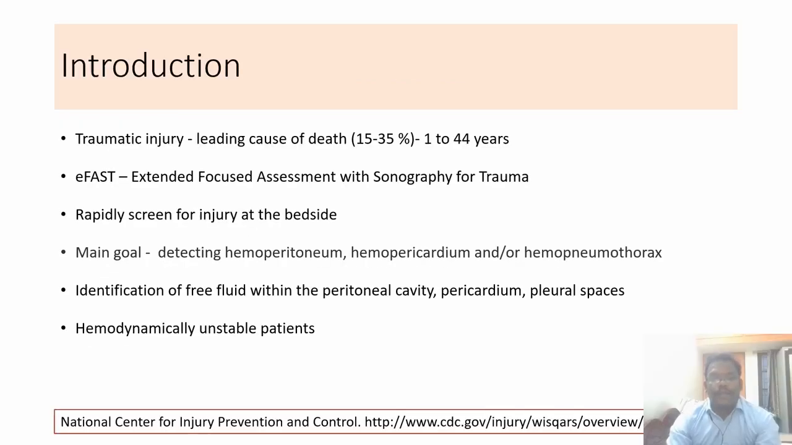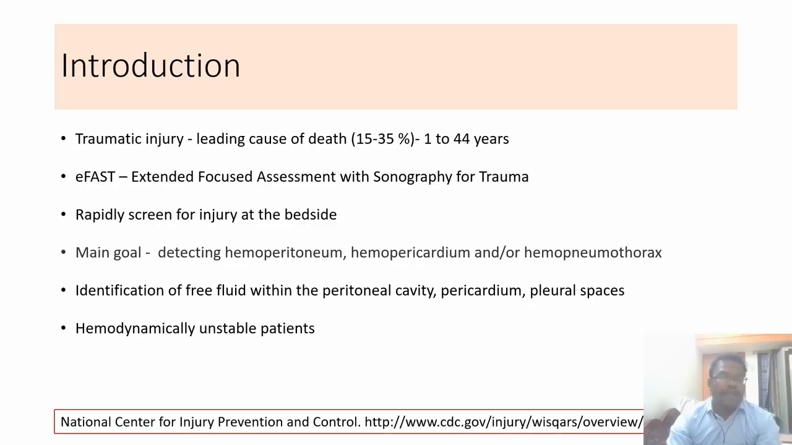Traumatic injury is the leading cause of death in patients up to 45 years of age. The Extended Focused Assessment with Sonography for Trauma, commonly abbreviated as EFAST, is a rapid screening tool for injury at the bedside with the help of ultrasound, with the main goal of detecting hemoperitoneum, hemopericardium, and hemopneumothorax in trauma patients. Because in trauma patients, free fluid in the peritoneal cavity, pericardial cavity, or pleural cavity is assumed to be blood unless proved otherwise.